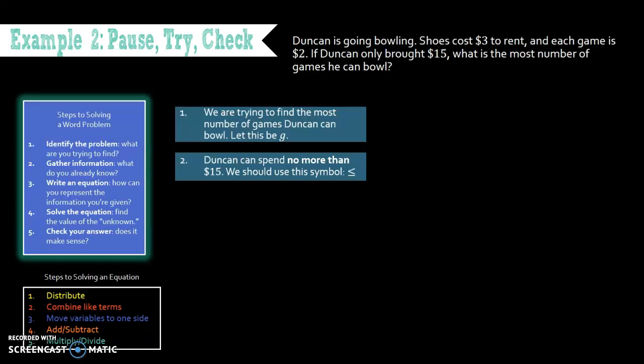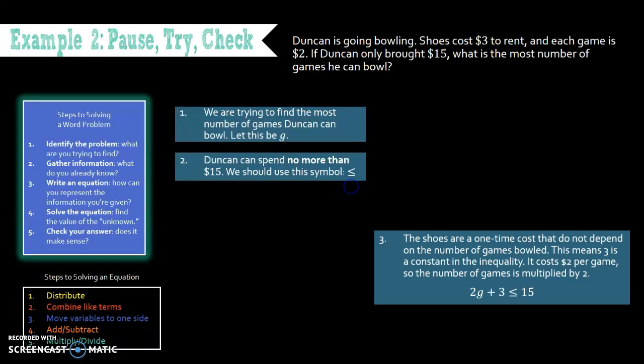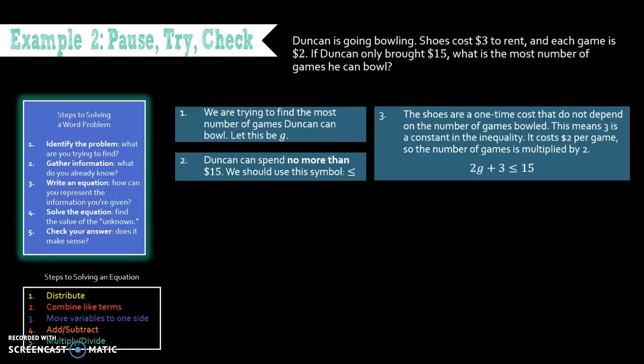We know that he can spend no more than $15. That means that he can spend less than 15 or exactly 15, but nothing bigger than that. So the less than or equal to symbol is appropriate for this problem. We're going to set up our inequality. The shoes are a one-time cost that does not depend on the number of games that he bowls. So the 3 for the shoes does not depend on how many games he bowls. It's not attached to our variable G.